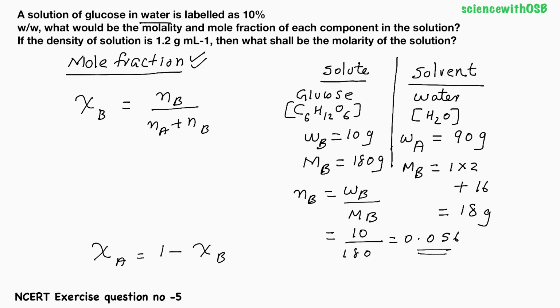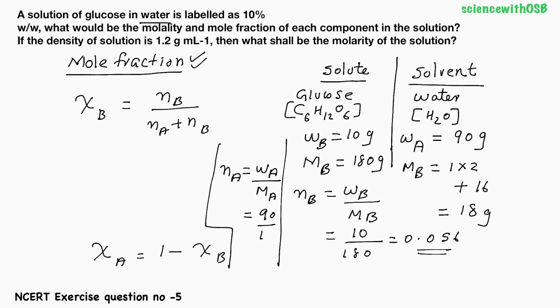That is 0.056. Now, how to find the number of moles of water? It is again very easy. Number of moles of water is equal to mass of water by molar mass of water. What is that? 90 by 18. On calculating, what you will get? 5. So we got number of moles of glucose and number of moles of water.